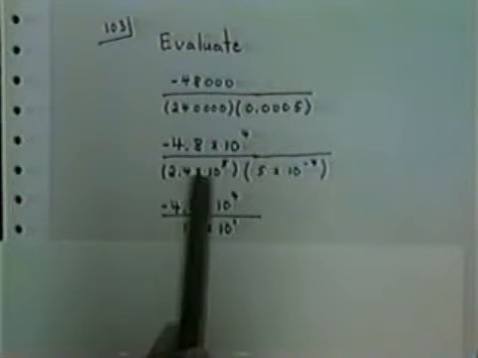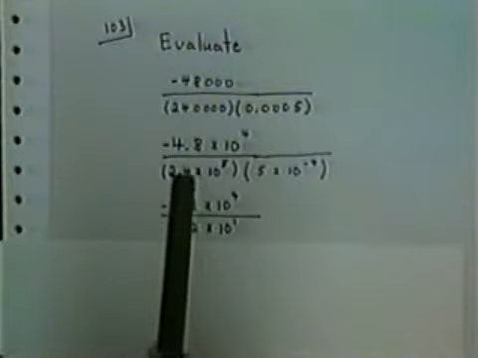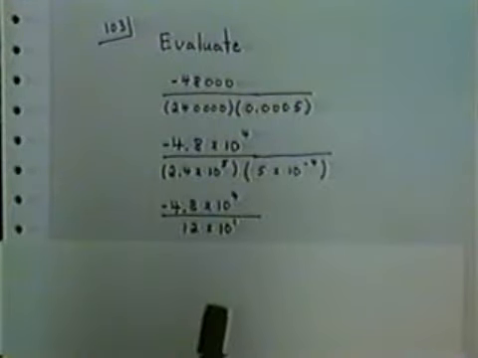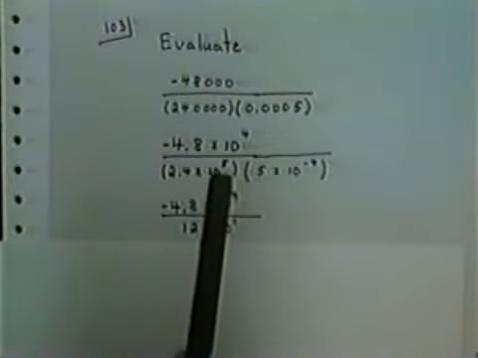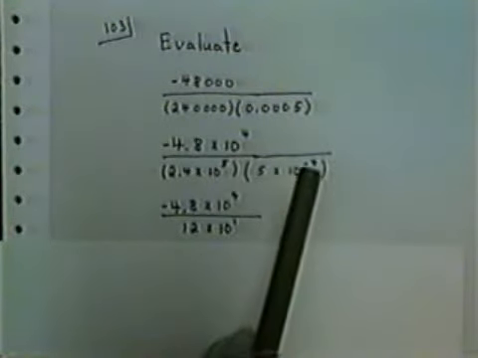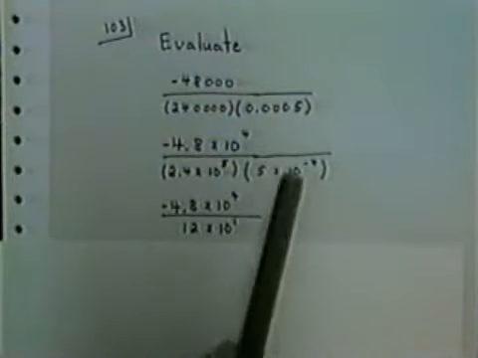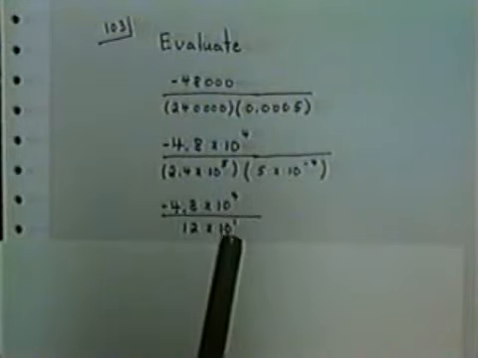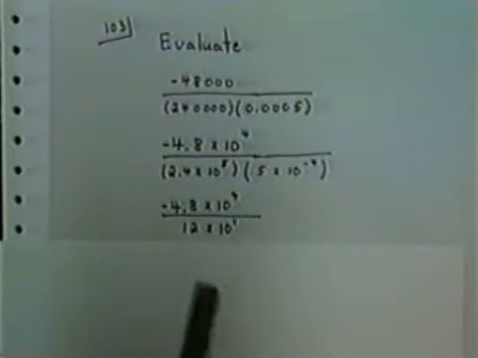Now, if you multiply 2.4 times 5, you will get 12. Take your calculator and verify that. 2.4 times 5 will give you 12. And then to multiply powers having the same base, the 10 to the fifth and the 10 to the negative 4, you keep the base, 10, and add the exponents. 5 plus a negative 4 is 1.